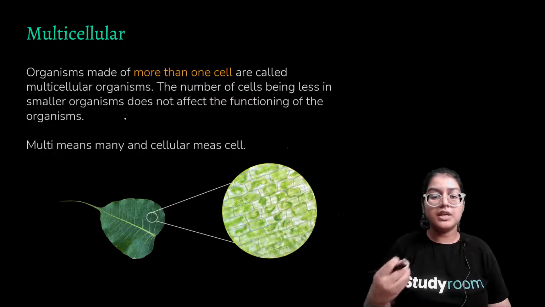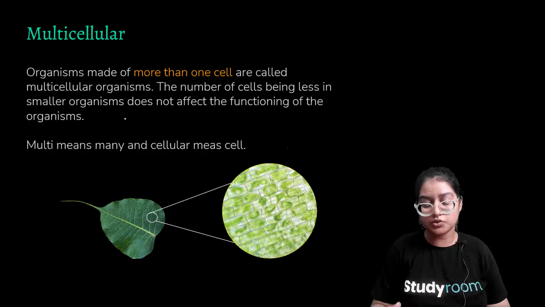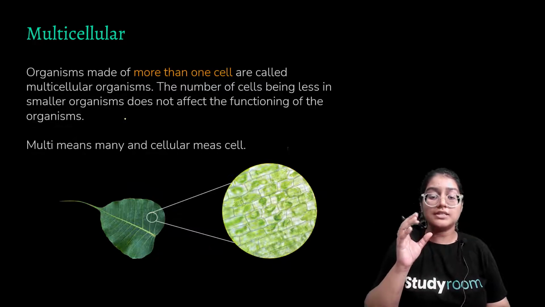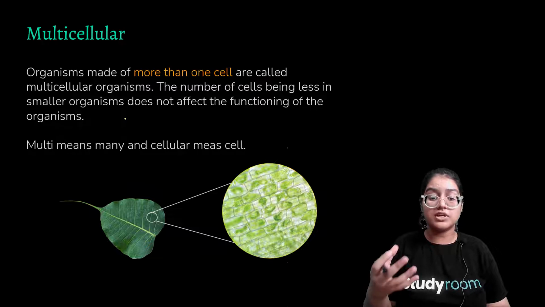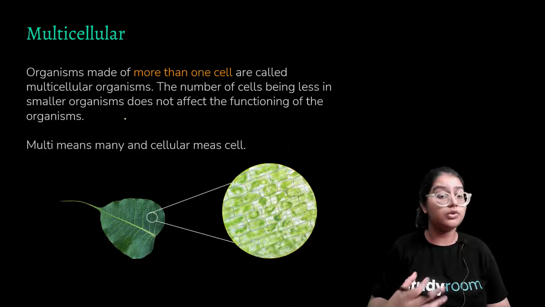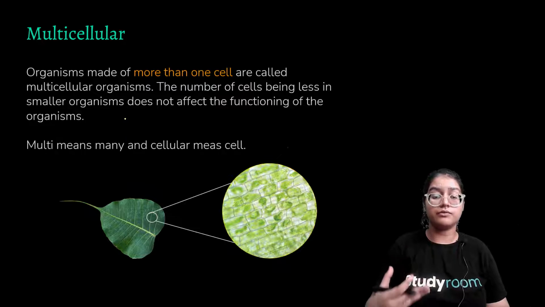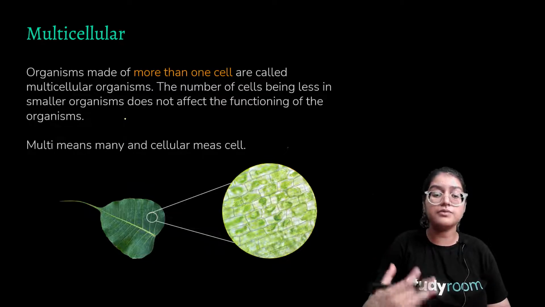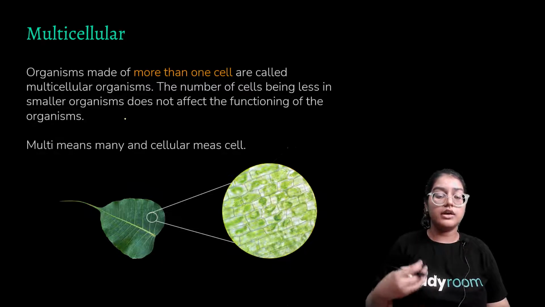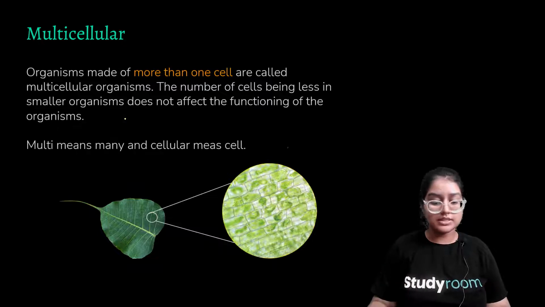The number of cells being less in a smaller organism doesn't affect the functioning of the organism. It doesn't mean that if the organism is small, the number of cells would be small, and that because the number of cells is small, the function of the organism would be small. No, every organism has a certain set of cells, and certain sets of cells perform functions. So every organism varies in terms of cell number, cell function, and cell size.